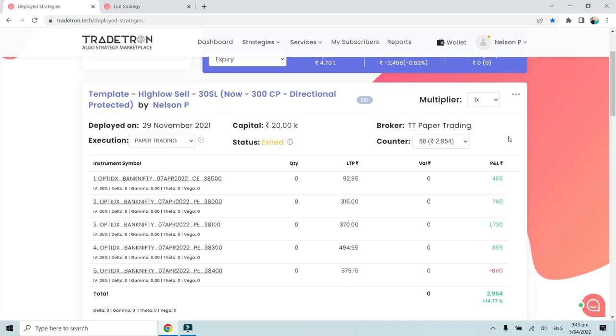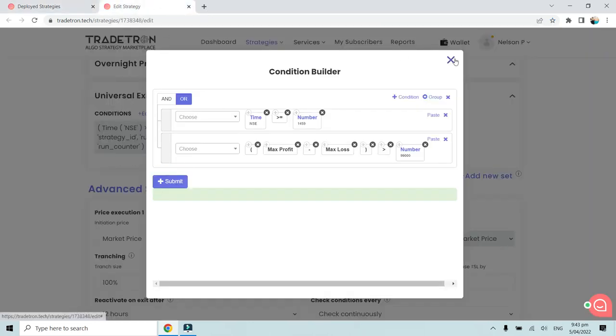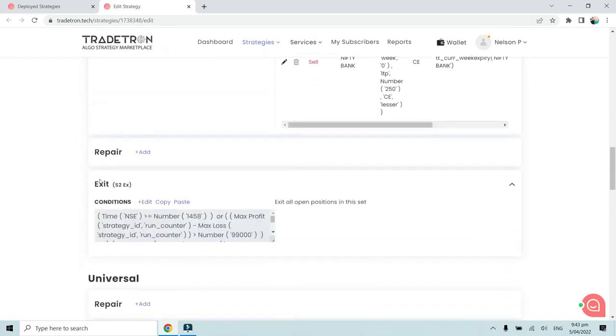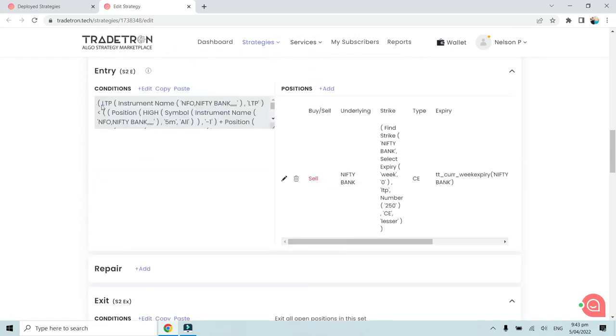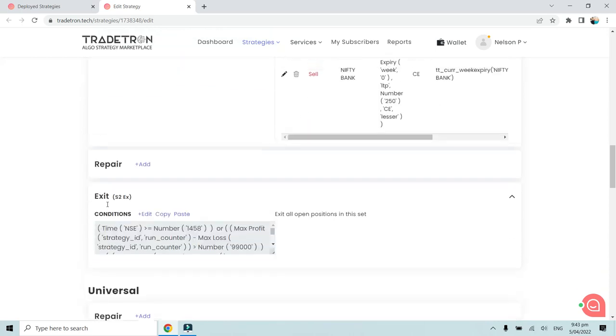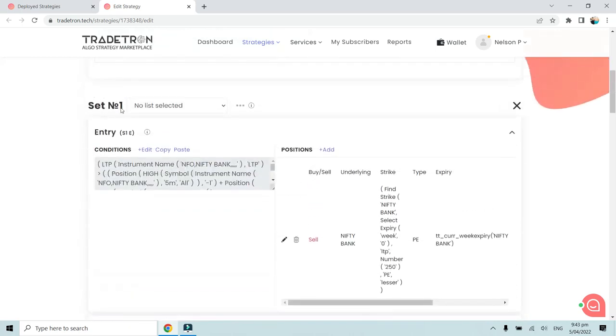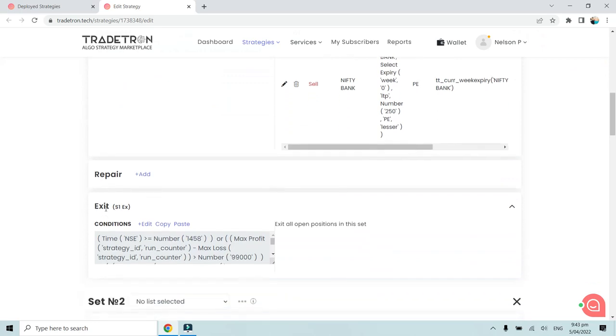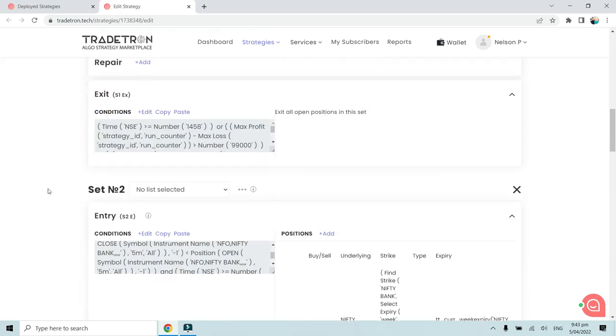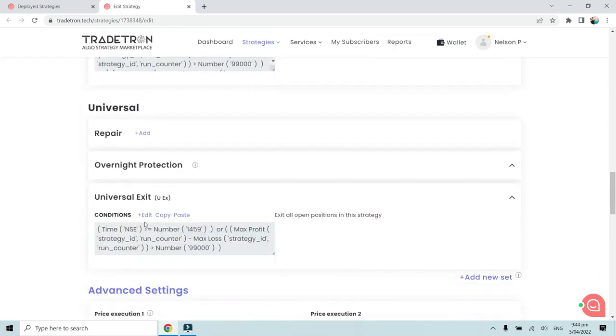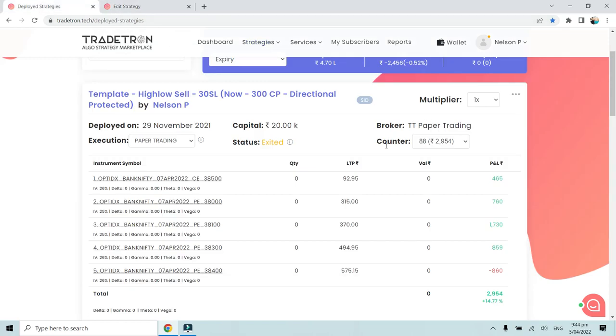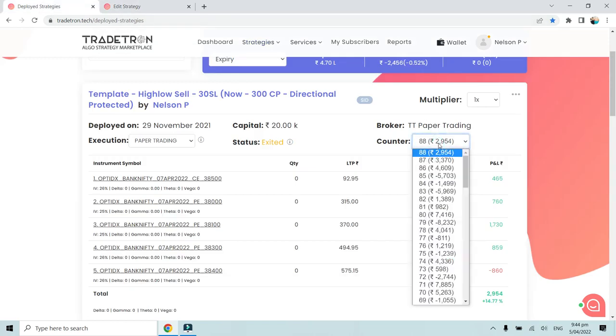It's important to know that there can be multiple counters during the day, depending upon the number of times you are re-entering the strategy after universal exit. If your strategy exits based on the set exit, so this is the set number 2 entry and exit, and this is the set number 1 entry and set number 1 exit, anytime the set exit happens, the counter will not change. This counter will change only upon the universal exit. Every time a universal exit is triggered, this counter will change to 88, 89 and so on.